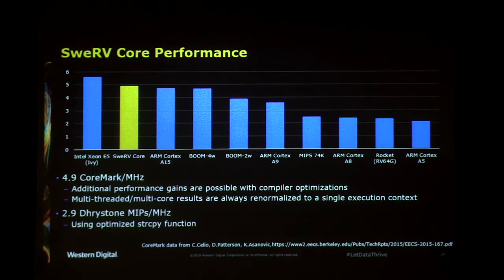On Dhrystone, we got 2.9 Dhrystone MIPS per megahertz.